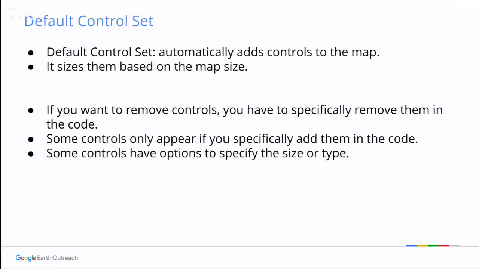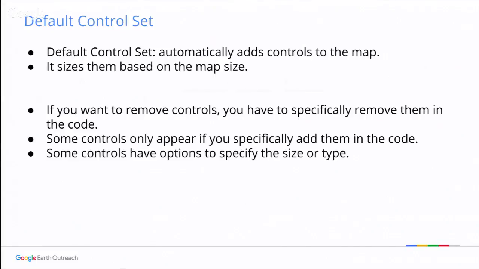There's a default control set that automatically adds some of the controls to the map, and it actually sizes them based on the map size. So if I've left my map to be, say, 100% of the page, and I shrink it down, at a certain point, the controls are going to change to a more compact version of themselves, and then at a certain size, most of them might actually disappear.